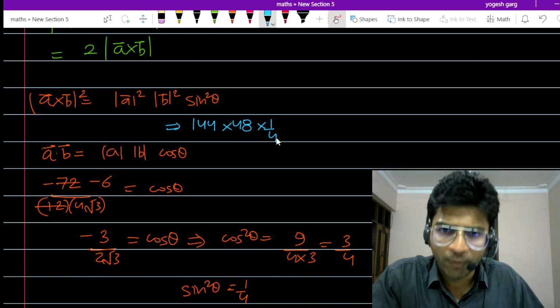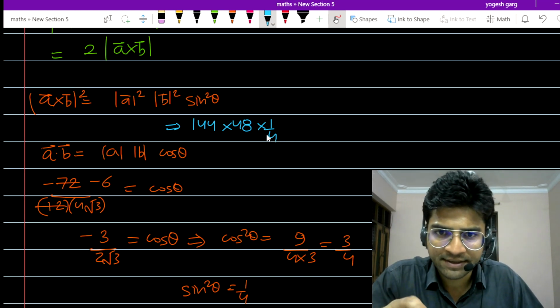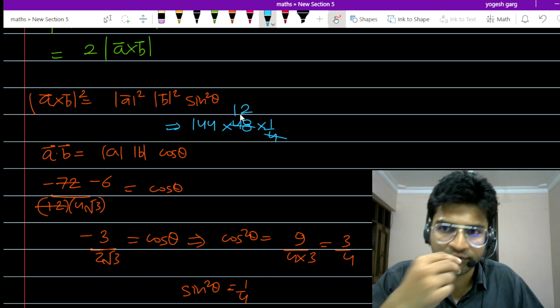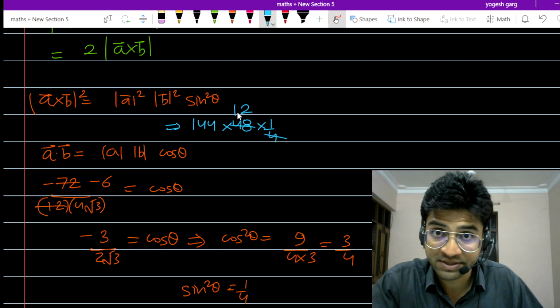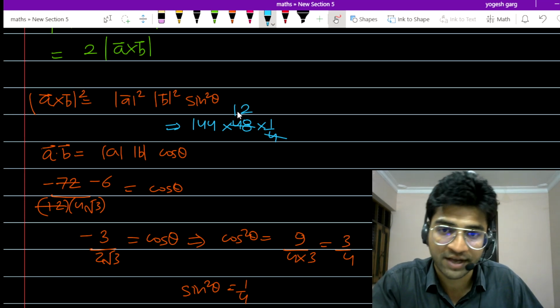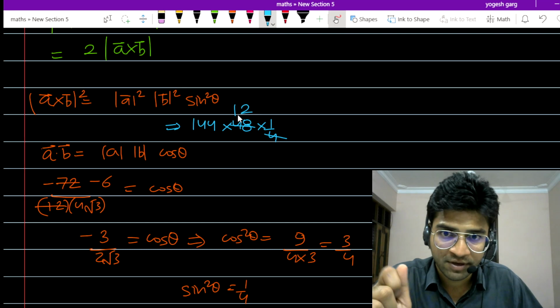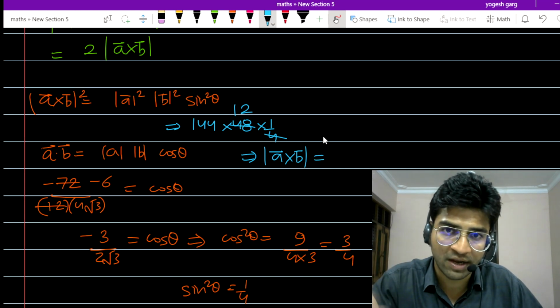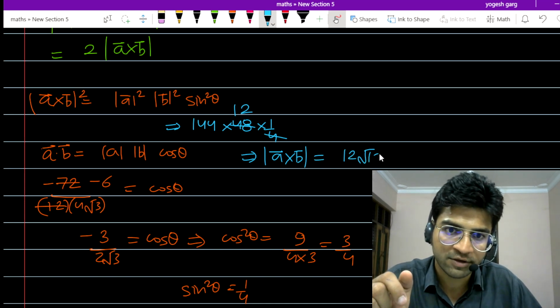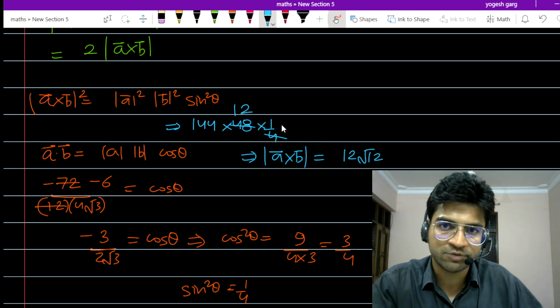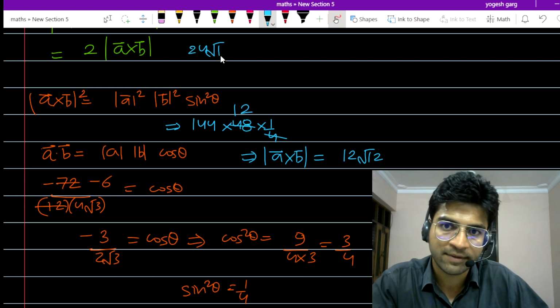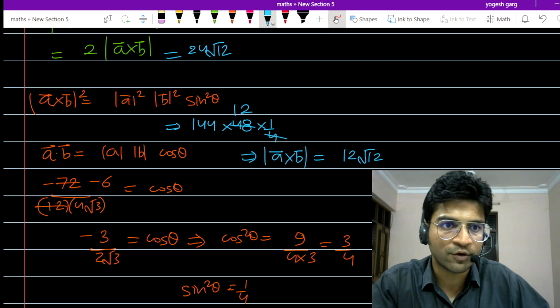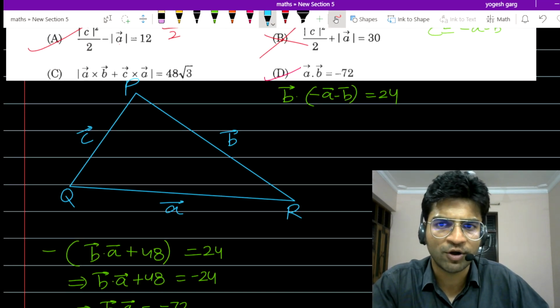This is 4 in the denominator, right? And it will eliminate for 48 in 12. So 144 into 12, root. So this is mod A, this is vector A cross vector B whole square, 144 into 12. Thus we can say that vector A cross vector B is equal to 12 root 12. So 2 into A cross B will be equal to 24 root 12.